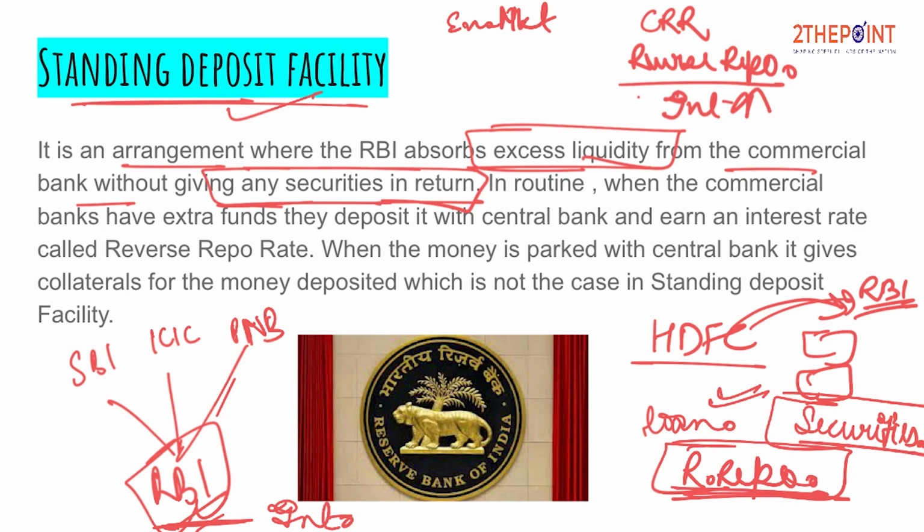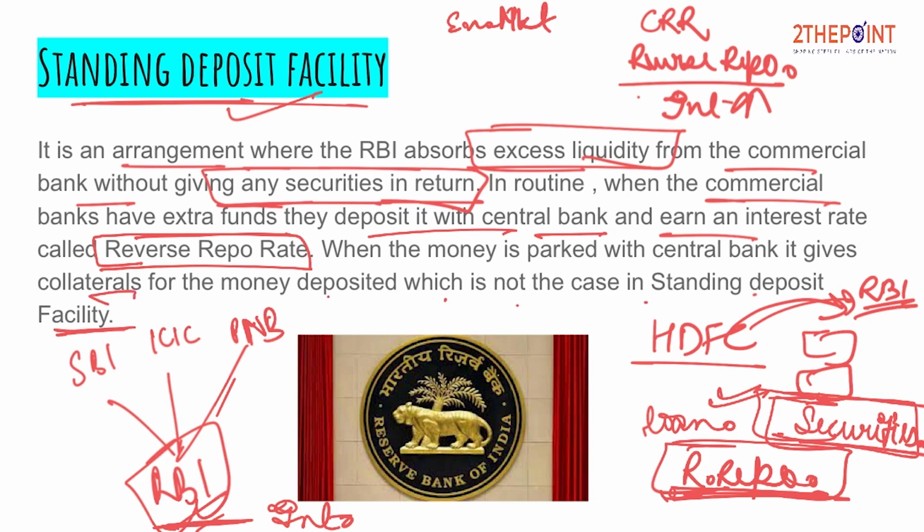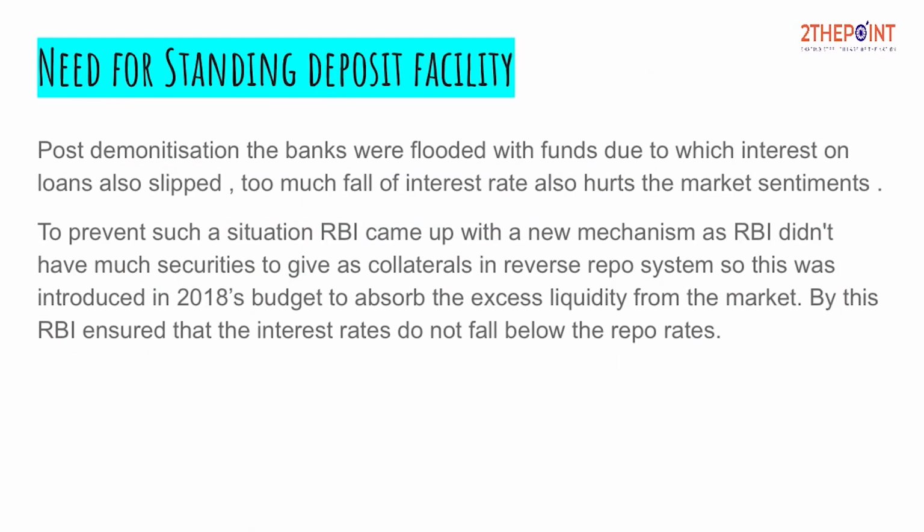Now we will read whatever is written here. In routine, when the commercial banks have extra funds, they deposit it with the central bank and earn an interest rate called the reverse repo rate. As I told you, HDFC deposited money at the interest rate called reverse repo rate, and in return got securities from RBI as collateral. When the money is parked with the central bank, it gives collateral for the money deposited, which is not the case with Standing Deposit Facility. So it is basically a collateral-free deposit. On to the next slide.